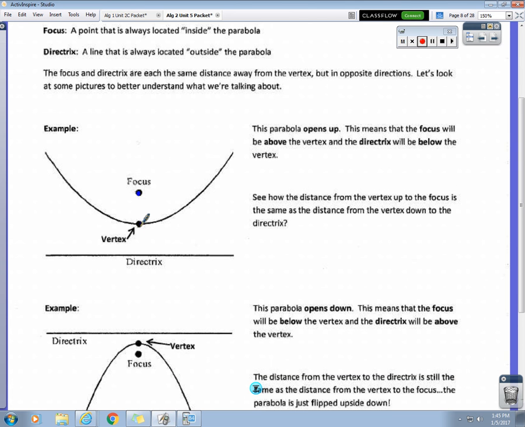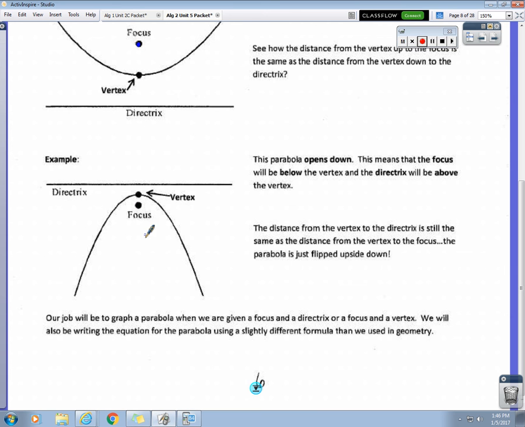So, see, in this one, we have a parabola that opens up. That means the focus will be above it, because the focus always has to be within the parabola. The directrix is below it. Now, what this statement up here said is that from here to here is the same distance as from here to here. Okay, the focus from the vertex is the same distance as the directrix from the vertex. Always. In this one, the parabola opens down, so that puts the focus below the parabola and puts the directrix above it. But this distance is still the same. That distance and that distance are still equivalent.